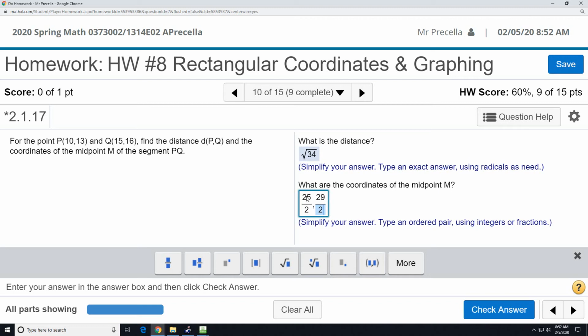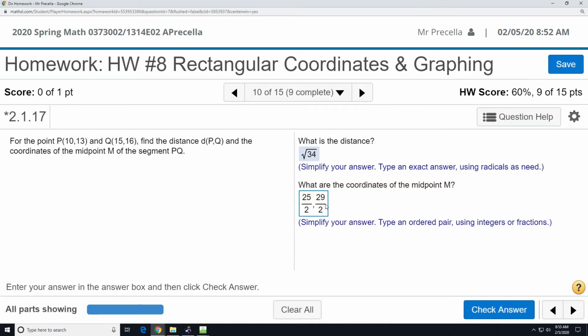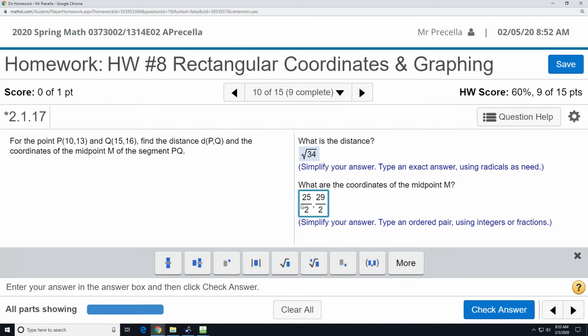When I type this in and hit check answer, what's going to happen? Wrong. What's wrong? It must be in the form of an ordered pair. Make sure you've enclosed your answer in parentheses. So I've got to come over here and put parentheses around this.